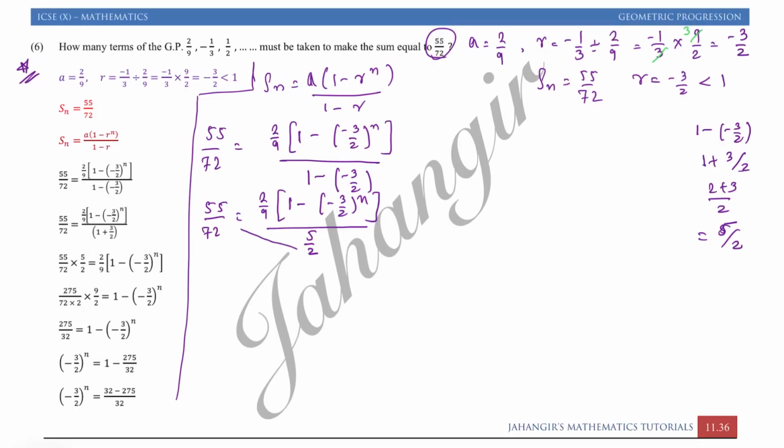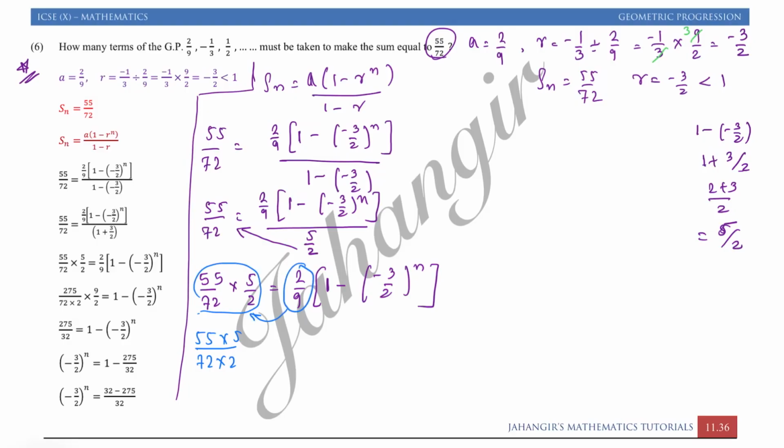Now 5 by 2 I can cross multiply on other side. So I will get 55 by 72 into 5 by 2, that is equal to 2 by 9. This will remain as it is, 1 minus of minus 3 by 2 whole raised to n. Now 55 into 5 upon 72 into 2, this part is same, and this 2 by 9 if you shift on other side it will become reciprocal, it will become 9 by 2, and on other side you will get 1 minus of minus 3 by 2 raised to n.